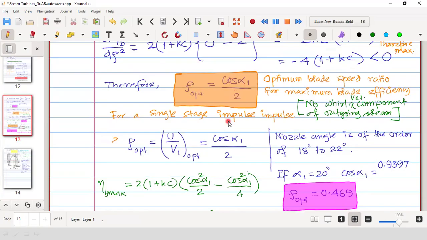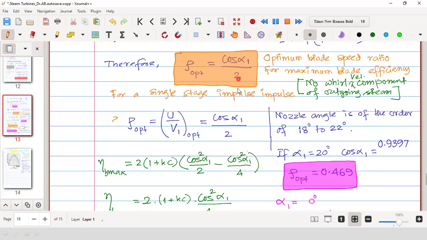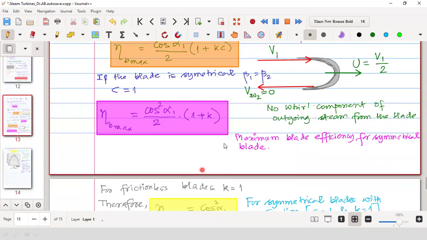So during the calculation that dependence is reflected here. You see from this diagram that cos alpha 1 by 2 is the optimum blade speed ratio. So this is that value, the optimum blade speed ratio. Below this value the efficiency will increase, and after this value the efficiency will decrease, because you see that that was 0.